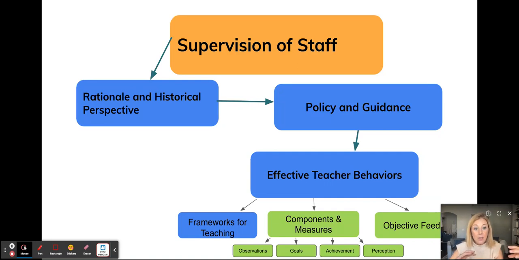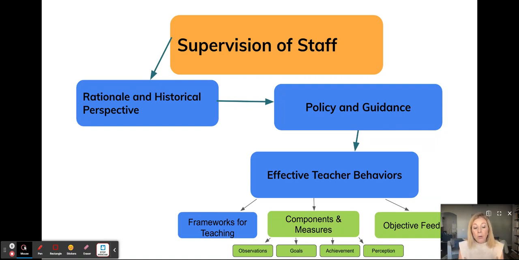Then we got into policy and guidance, and everybody in Module 2 analyzed their own evaluation systems. And so our work today is really going to connect to that. Last week, we started getting into really being able to define what are effective teacher behaviors and how we can use a framework to define the effective teacher behaviors that we want to see across classrooms.